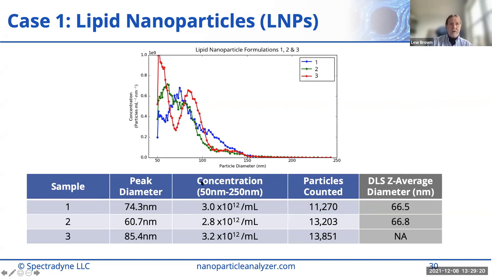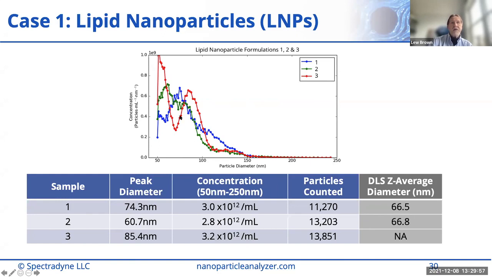Last but not least, and very importantly, as Jean-Luc mentioned, we're also getting the concentration. I want to note one thing here. This concentration number you're seeing is the concentration from 50 nanometers to 250 nanometers. And the way you get that is you actually integrate under this curve. So let's take the red example. We would integrate underneath this curve all the way out from 50 to 250. And since that was sample 3, that gives us this 3.2 times 10 to the 12 particles per ml. Now, you can interrogate this distribution any way you want.